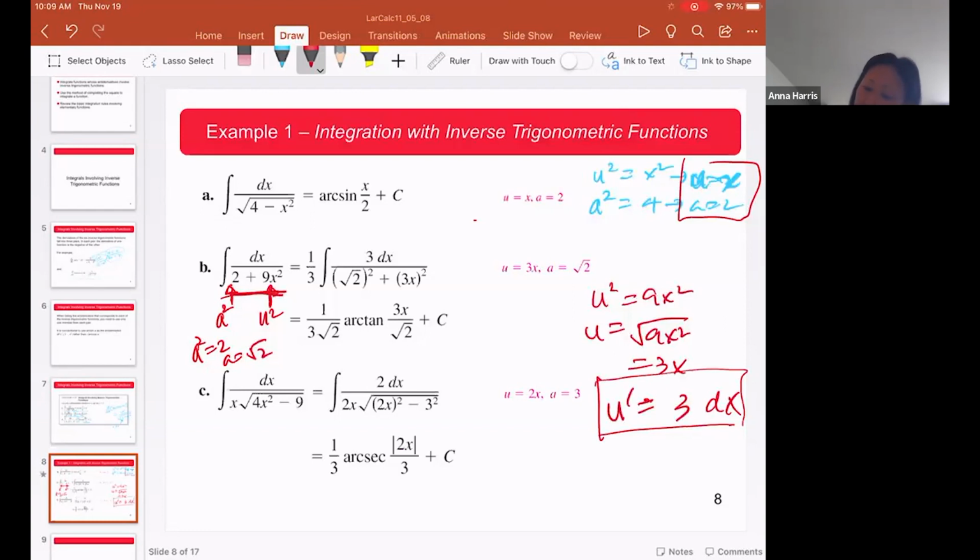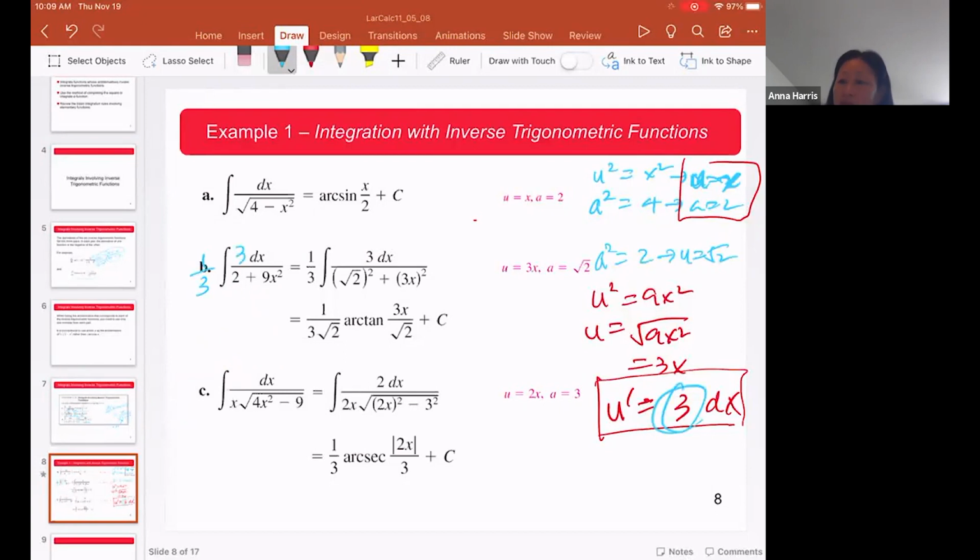Since I do not have a 3, I will put the 3 here and put the 1/3 over here. Because remember, I need the 3 from the derivative of this. U is 3x, so u prime is 3 times dx. All right, so you got this 1/3 that came from this. And 3x, 3 dx, now this can be replaced with u, du, right?